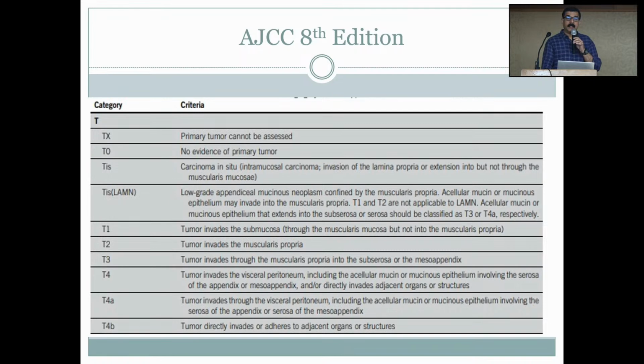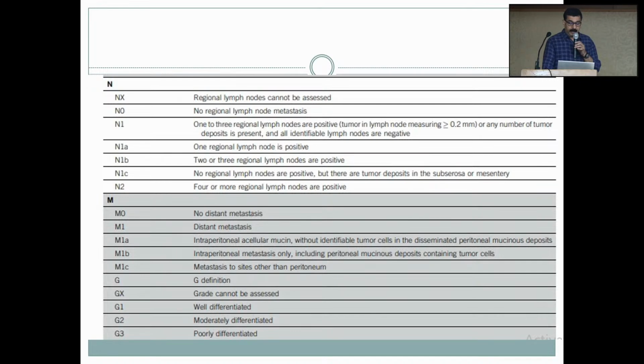One thing is that after TIS for LAMN, that is low-grade mucinous neoplasm, we have T3 and T4. We don't have T1 and T2 for the LAMN. Why? Because in any other tumors, T2 is lamina propria involvement. But when it comes to lamina propria involvement in the LAMN, that becomes the TIS. So after TIS in the AJCC classification, there are T3 and T4 for LAMN. That should be noted.